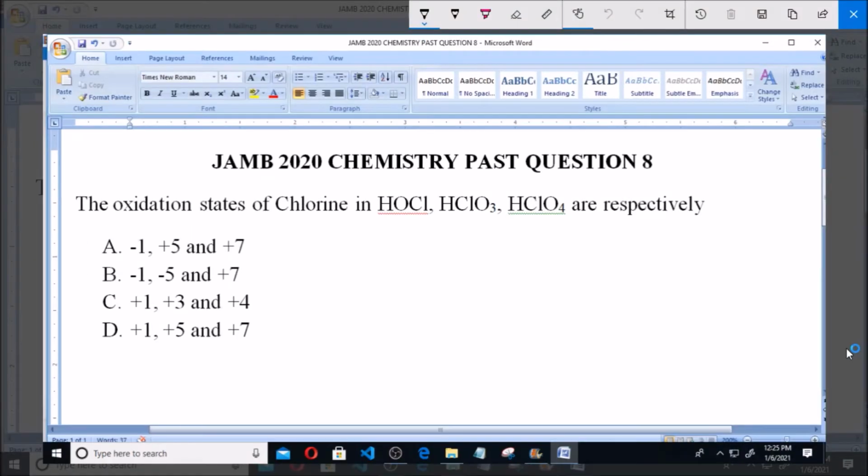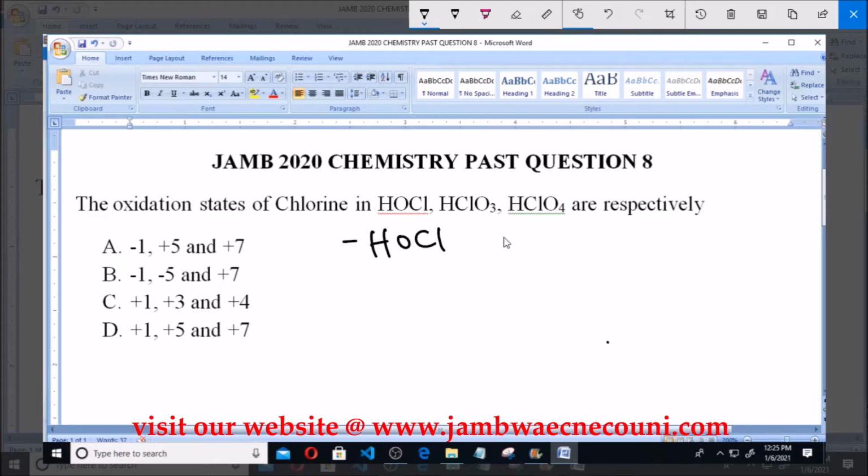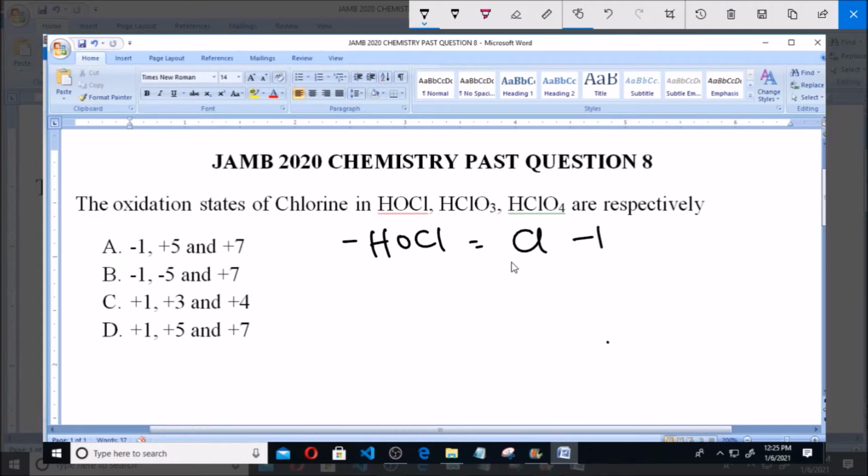I will be answering JAMB 2020 Chemistry Past Question 8. The oxidation state of chlorine in HOCl, HClO3 and HClO4 are respectively dash. Now we are asked to find the oxidation state of chlorine in each of the following compounds. In the first compound, which is HOCl, the oxidation state of chlorine here would definitely be -1. That's the oxidation state of chlorine.